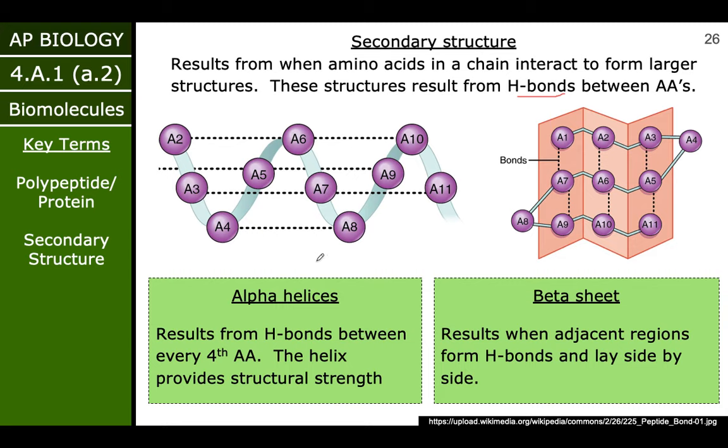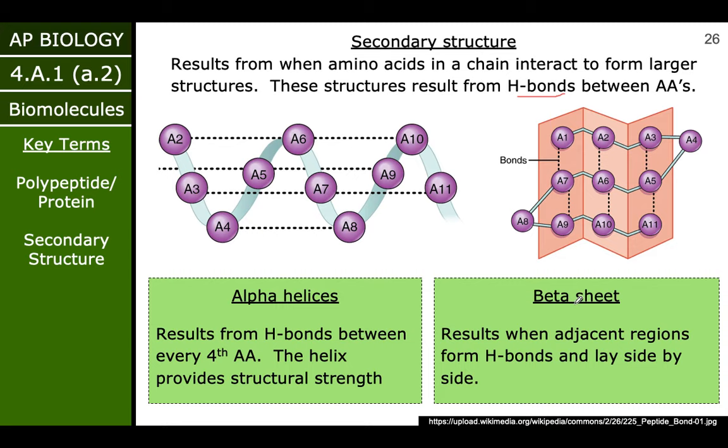Now there's 2 different examples that your textbook talks about. There's alpha helices, which has hydrogen bonds between every 4th amino acid. Hydrogen bonds between every 4th amino acid. And then this causes a nice helix structure. And there's beta sheets, which has adjacent regions forming hydrogen bonds and laying them side by side.